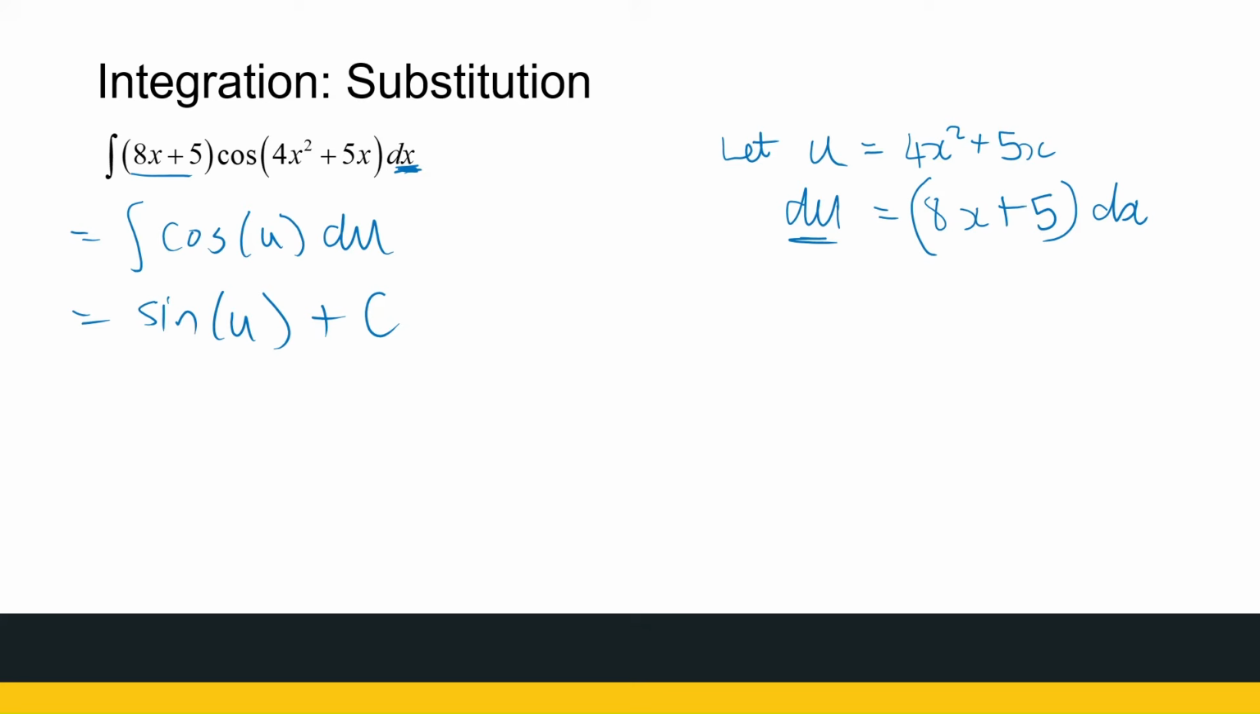All right, but now my question wasn't in terms of u, it was in terms of x's. So I just replace it back, so that's sine of 4x squared plus 5x plus c. Now you can test your answer. How do we test the answer? You take the derivative. The derivative of sine of a function is cos of that function, times the derivative of the function, which is what we had in our question. So that's how we use substitution in integration.